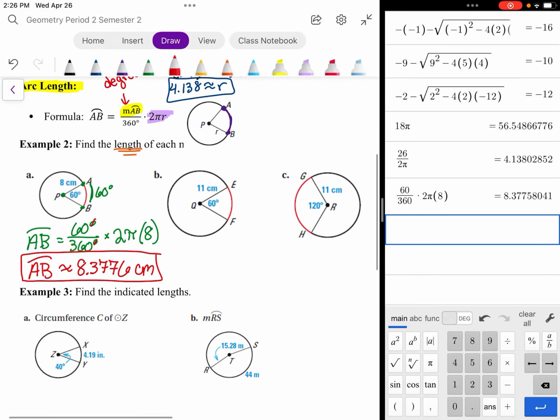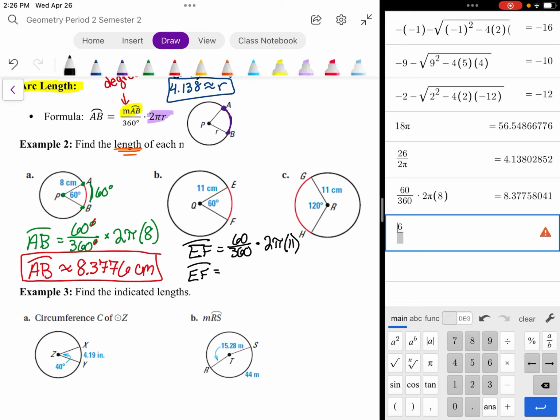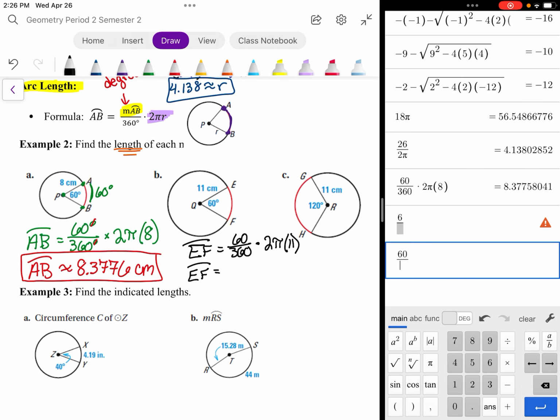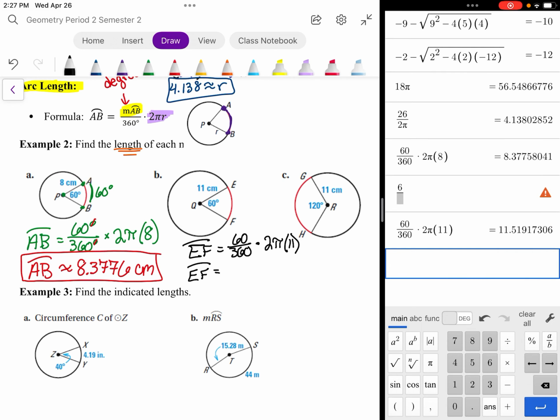Okay, so then if we do the next one, it's the same type of thing. The length of EF is going to be 60 over 360 times 2 pi r, and in this case our radius is 11. So then we would just type that whole thing into our calculator, 60 divided by 360 times 2 pi r. And our radius is 11. So this one's going to be about 11.5192, also centimeters.